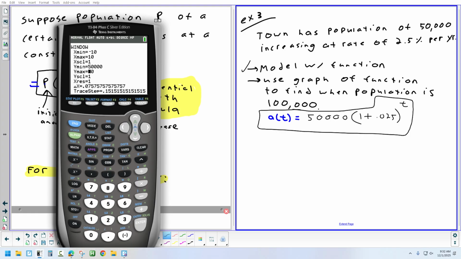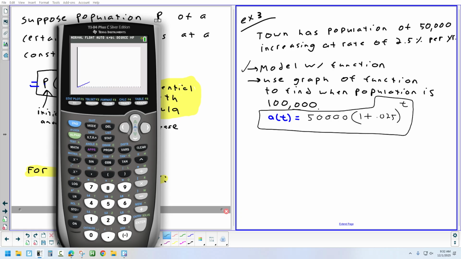We want to know when it hits how much? 100,000. So let's do a little extra, 120,000. Now x is the amount of years that have gone by. Can x be a negative number? No. So let's put it at 0, and let's see if we hit within 35 years the amount of people that they want us to hit.